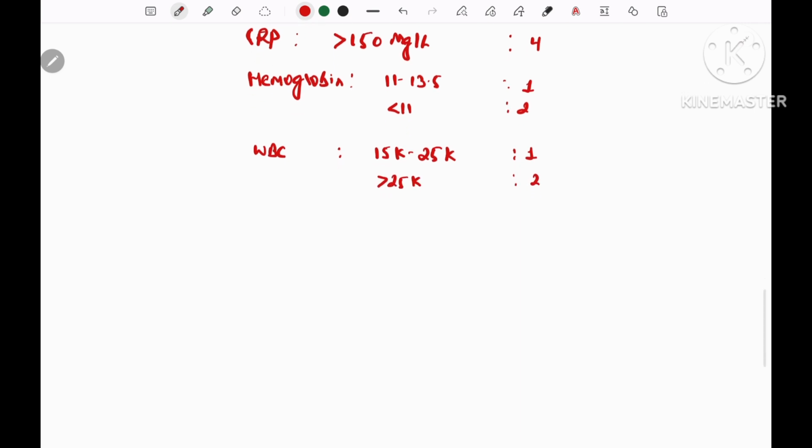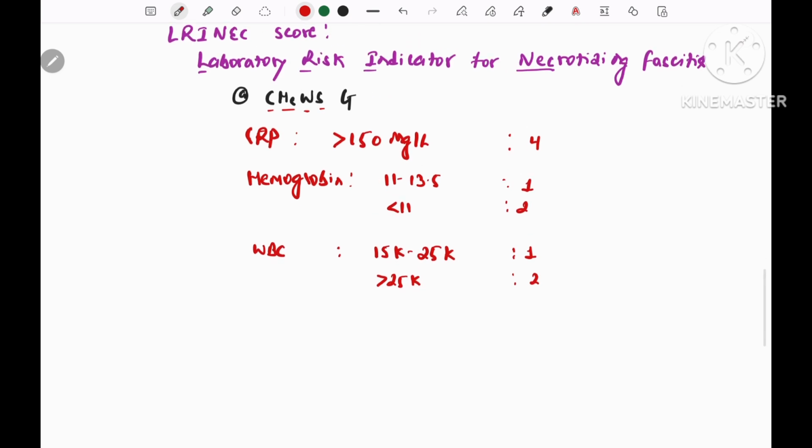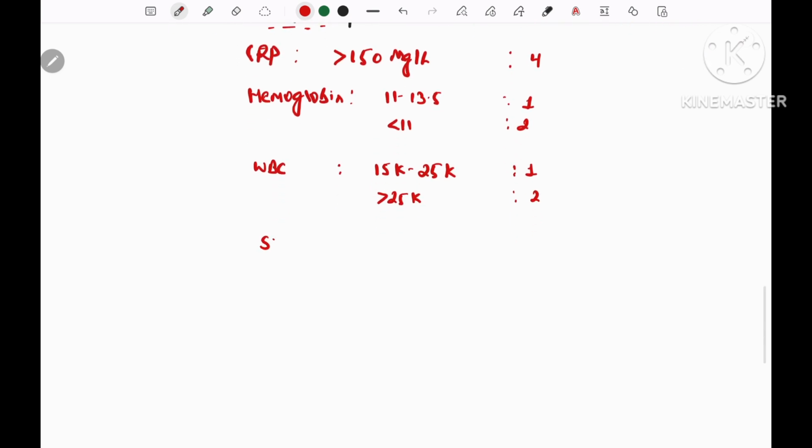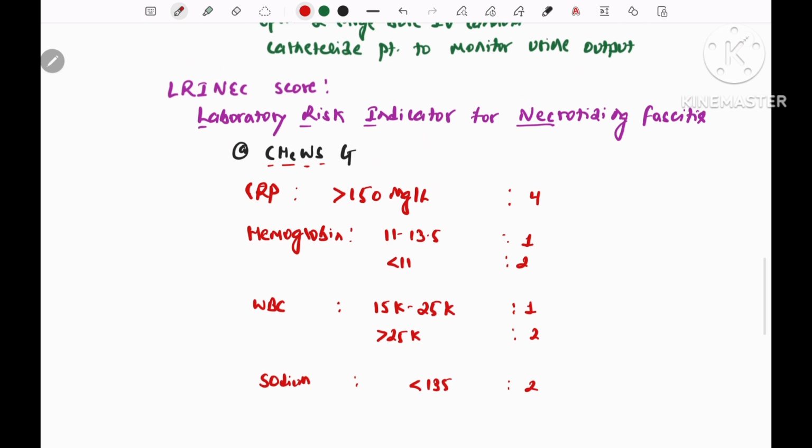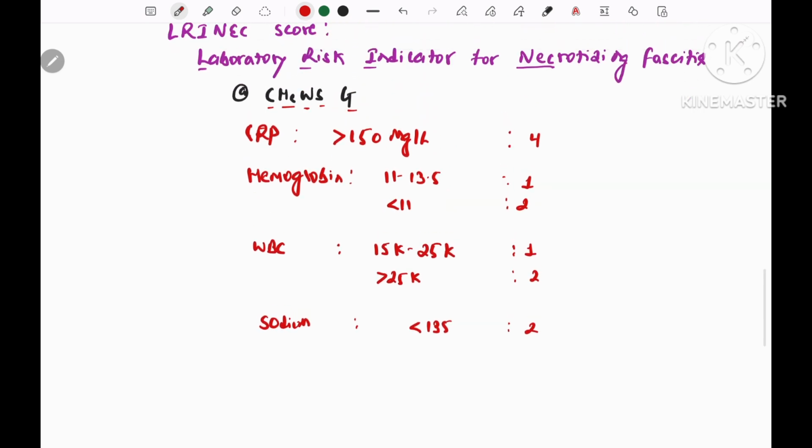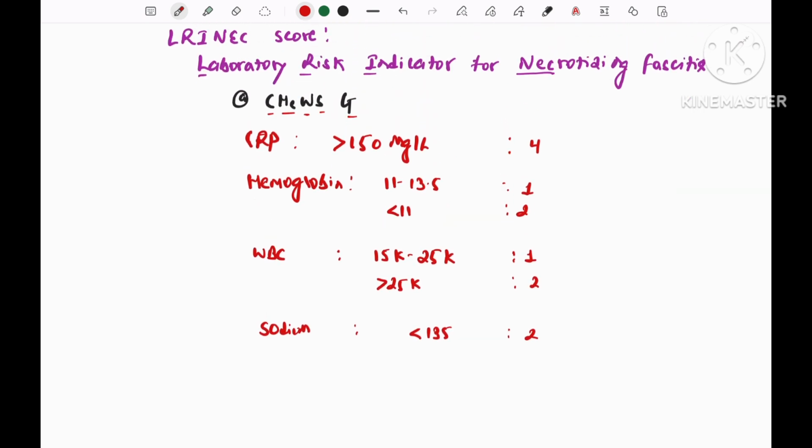And in CHEWS, S means sodium. If the value of sodium is less than 135, then the value is 2. And the last one is glucose. If the glucose value is more than 180, then the value is 2.